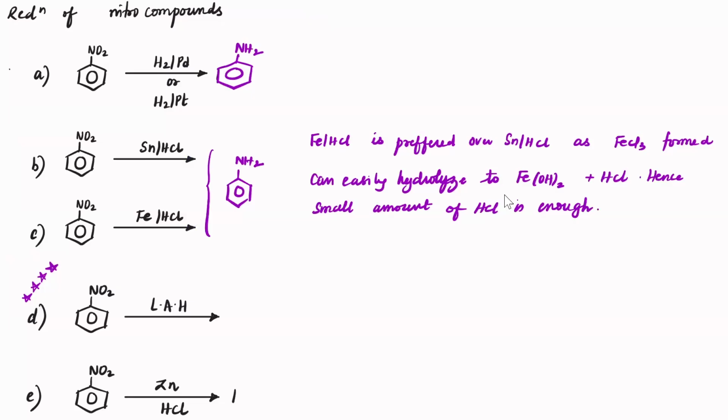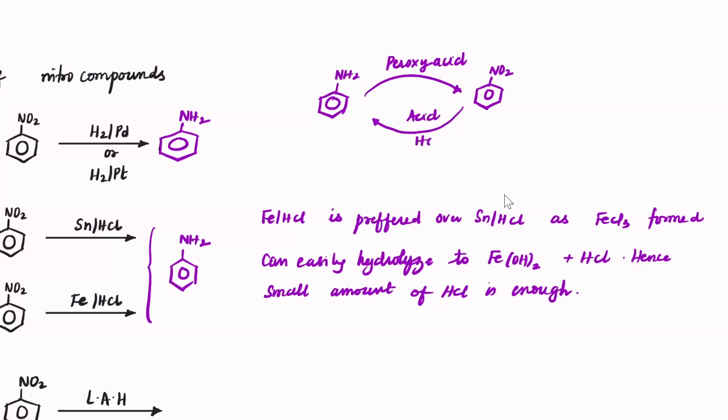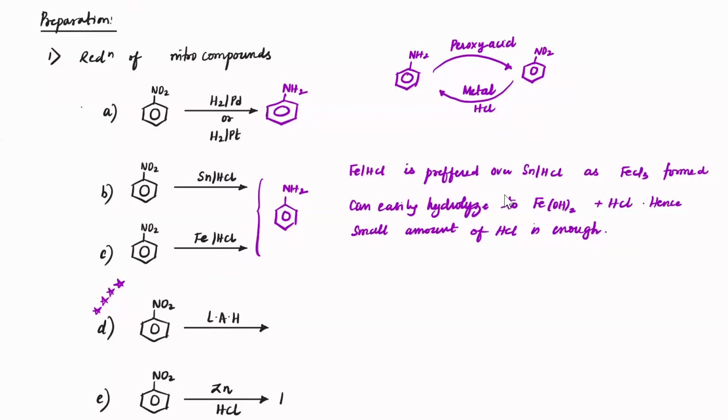Typically, you have to understand how this reduction works. In case you have aniline and you treat it with any peroxy acids or peroxy groups, it will convert into nitro. That means it gets oxidized to nitro. And if I reduce it with a metal in a mineral acid, it will get reduced into NH2. This is how the interconversion takes place.